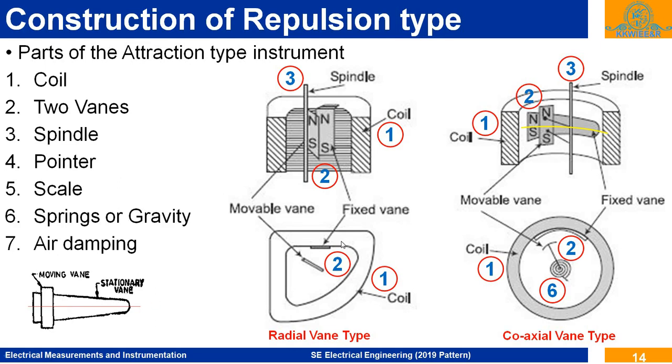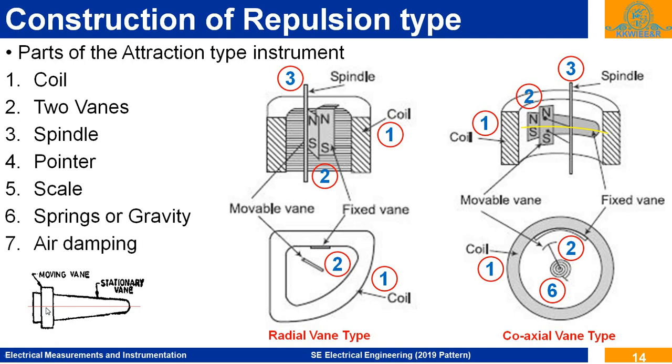Now there is the radial vane type. Radial means one iron piece is fixed, and another one is moving, so the distance between the two iron pieces is increased. This is a fixed or stationary vane, and this is a moving vane. The axis of both the stationary and the moving vane is the same.